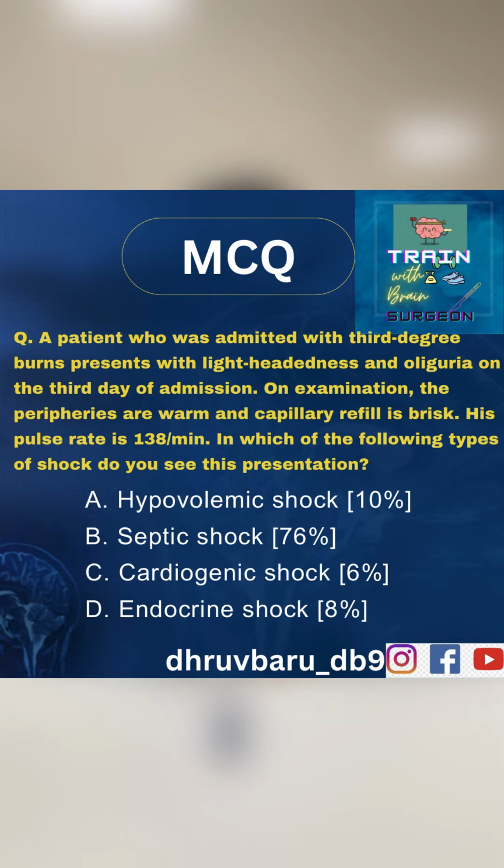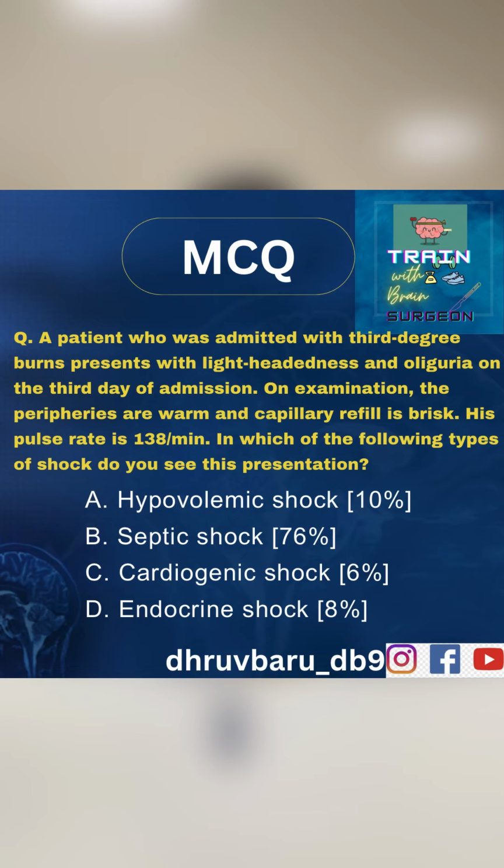There is a patient who has burns, who has developed polyuria and lightheadedness. There is only one point in this question which can actually clinch the diagnosis, and you can solve the question within less than 30 seconds. And what is it? Warm peripheries. And now we know the only shock where the peripheries will be warm is septic shock. So the answer to this MCQ becomes self-explanatory, and it is septic shock.